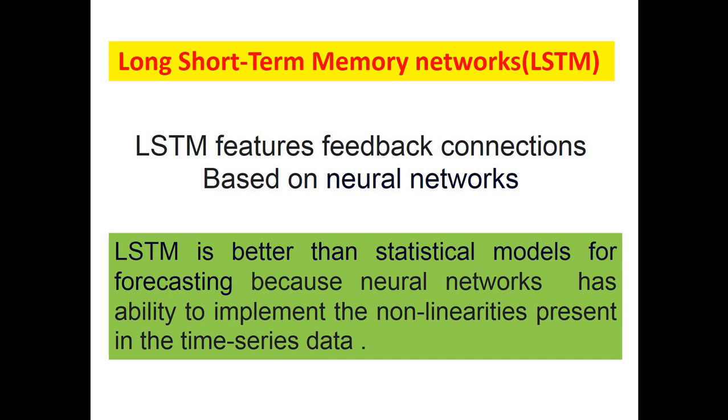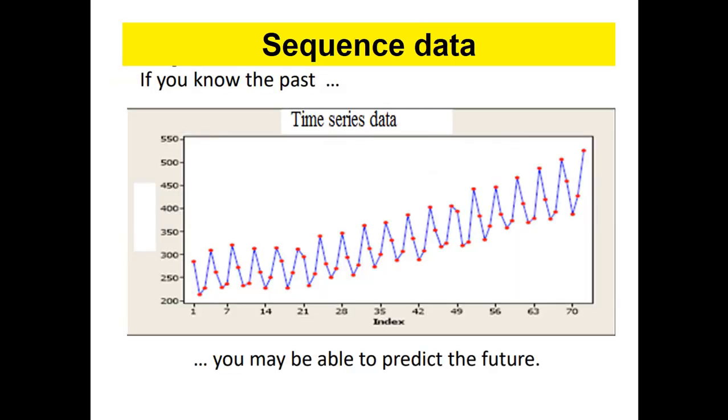So what is an LSTM? Long short-term memory networks. LSTM features feedback connections based on neural networks. Now what is a neural network and what is feedback, etc., we will discuss now. LSTM is better than statistical models for forecasting because neural networks have the ability to capture non-linearities present in the time series data. This is an important point.